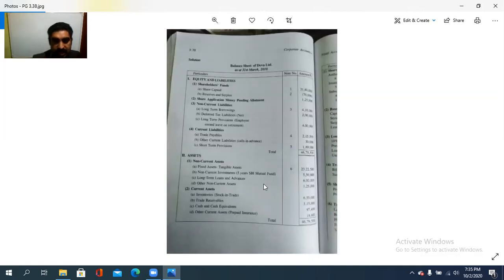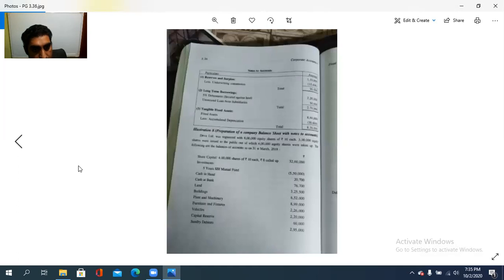Then non-current investment. Here in the question there is 5 years SBI mutual fund. See, 5 years SBI mutual fund. Investment is an asset, isn't it? So non-current asset. For 5 years they are putting it, so don't think of anything else, SBI mutual fund is in there. So what is it? 5,50,000, that is to be put as asset.